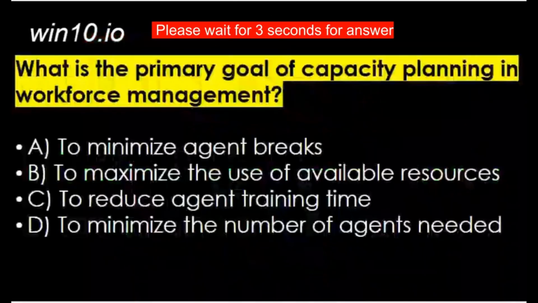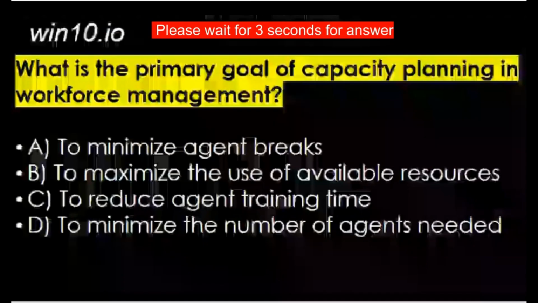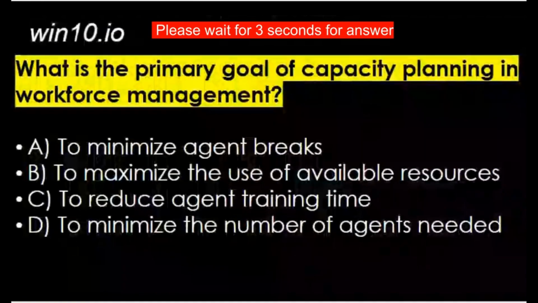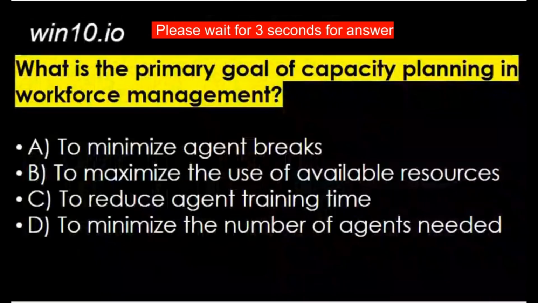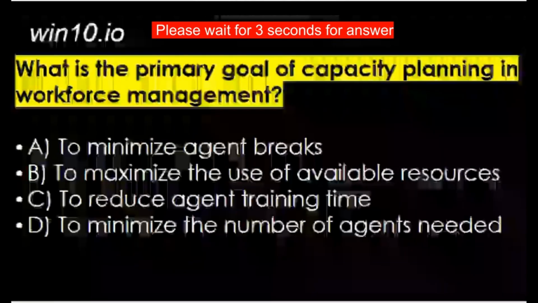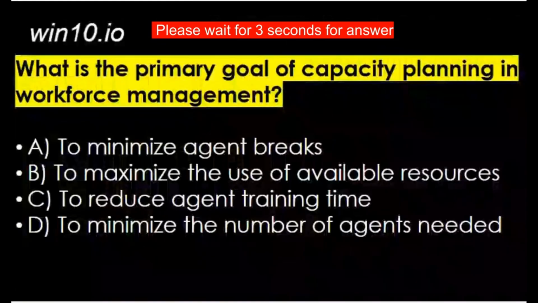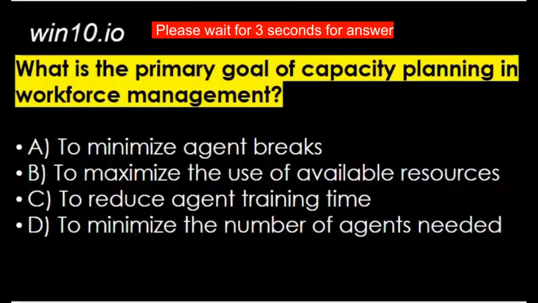So the first question we have: what is the primary goal of capacity planning in workforce management? Your options: A, to minimize agent breaks; option B, to maximize the use of available resources; option C, to reduce agent training time; option D, to minimize the number of agents needed. Please think for 3 seconds. What could be the correct answer?